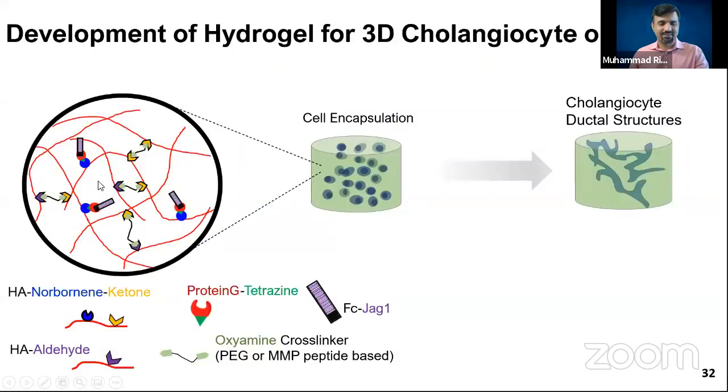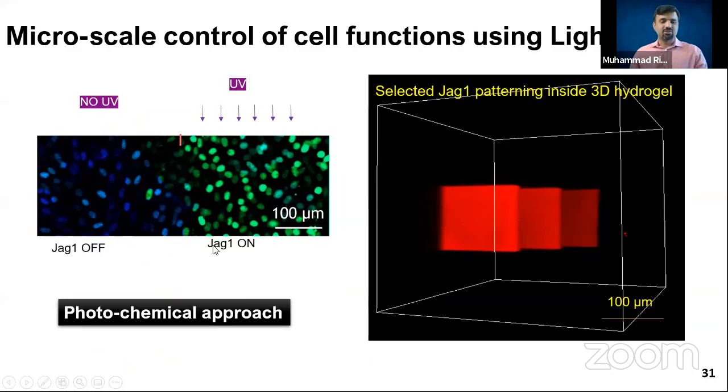Okay, in this case, the detail is in my recent publication, Advanced Functional Materials. JAG1 is a protein that sends signals to activate notch signaling. We identified a new way of caging or hiding this protein, and for that purpose, we used nitrobenzyl moiety. Nitrobenzyl is a group that can be cleaved when we shine UV light on it.